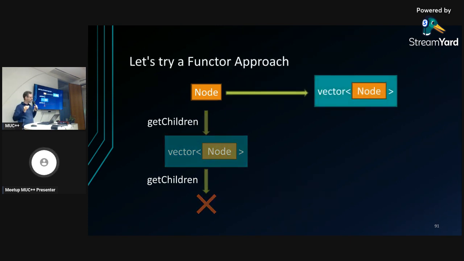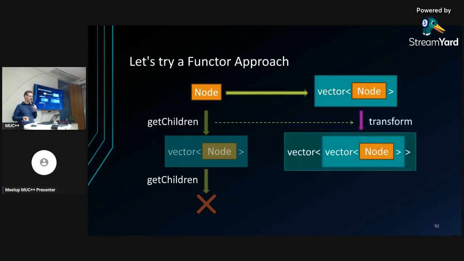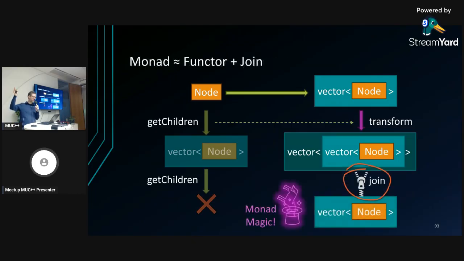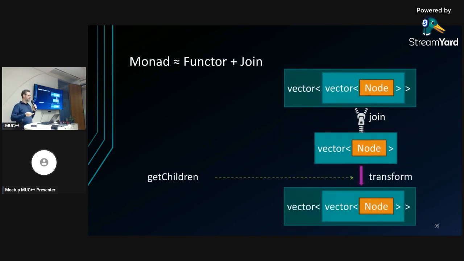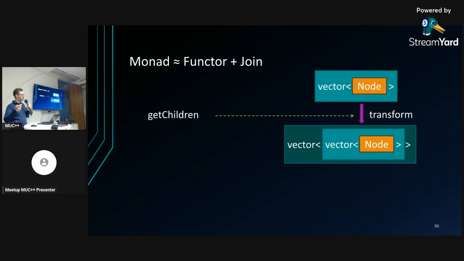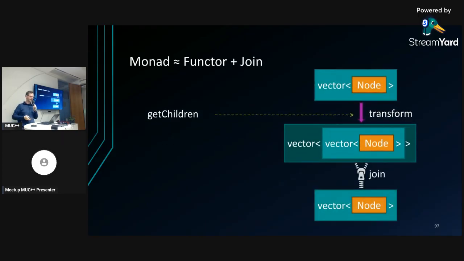Functors have been pretty cool so far, so maybe they can save the day again. Let's try. So we do our transform and we get a vector of nodes. Our next transform is not going to be happy about that. So what do? We invoke monad magic and join, which means we flatten our vector of vector to just a vector of nodes. This allows us to continue. And we can transform again. And we can join again.